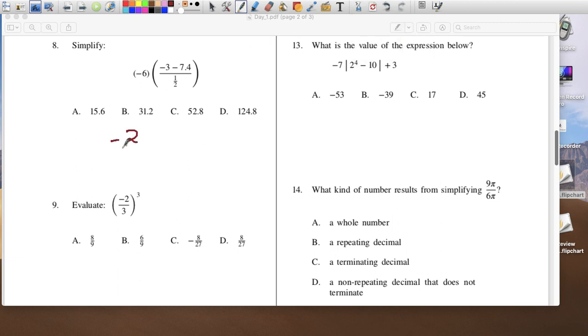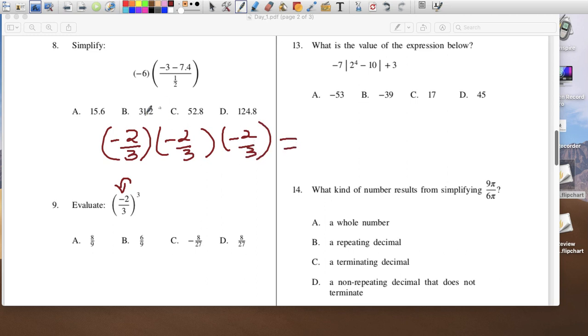I'll put it like this, negative 2 over 3, and we're raising, right? So everyone inside this parentheses is going to be multiplied by itself 3 times. So negative 2/3 times negative 2/3 times negative 2/3. So let's take care of our signs. Negative times a negative is a positive, and positive times a negative is a negative. So the answer is negative. 3 times 3 times 3 is 27.